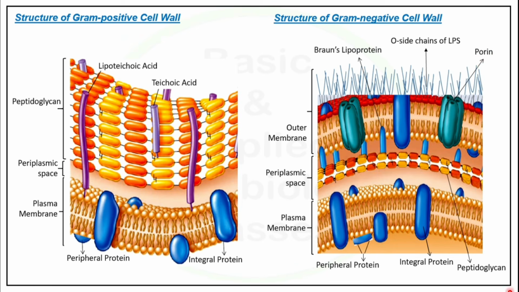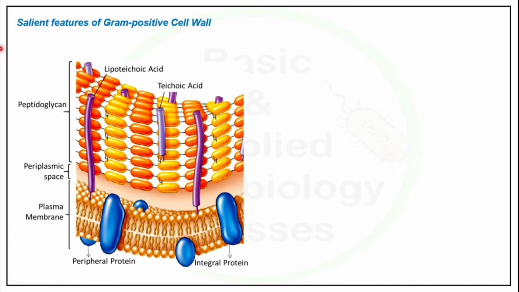So these are some of the structural differences, or we can say structural points, that we have understood with the help of diagrams. Now we are coming towards the salient features of each of these types of cell walls, gram positive and gram negative, which will also help you in getting some notes for attempting your exam, right?